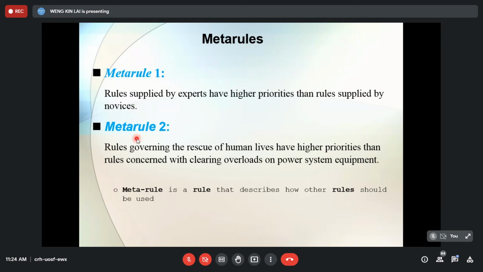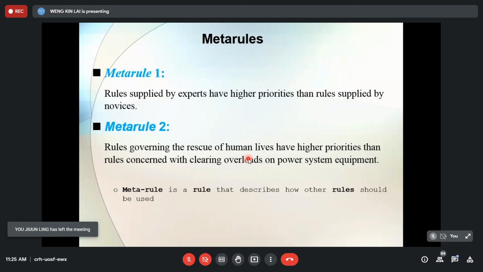Now, meta rule number two, this is very important, as I think I also hinted at early on. The rules governing the rescue of human lives or safety of humans have higher priorities than rules concerned with clearing overloads on power system equipment, for example. So if your rules involve the safety of humans, of course you have to be more careful, higher priority. Rescue means you rescue humans.